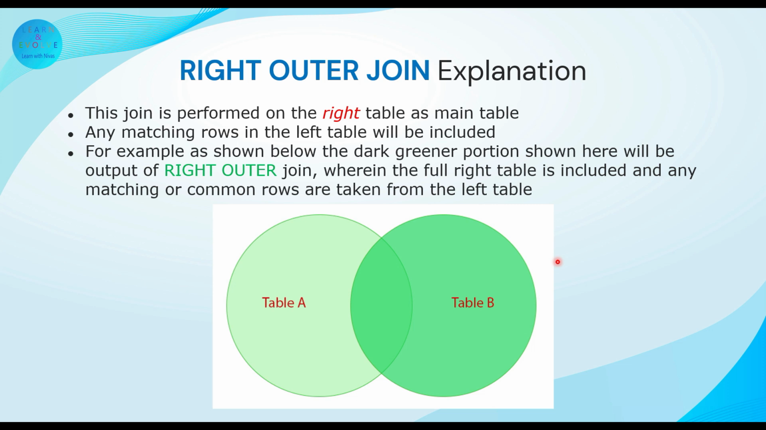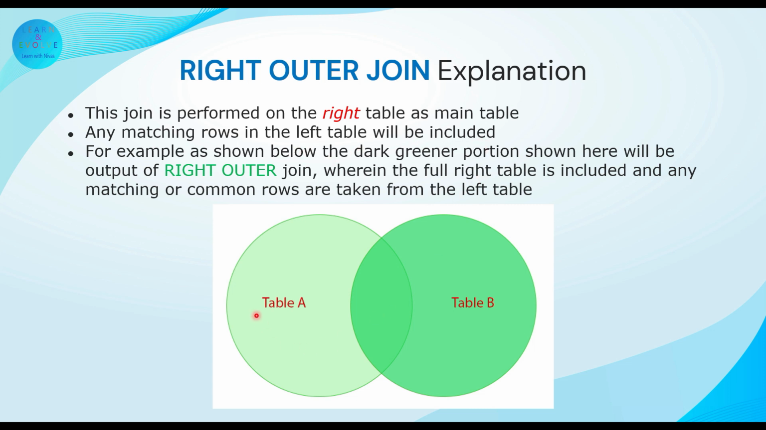So it's straight opposite to the left outer join. In left outer join we have seen that the left table was a main table and any matching rows from the right were taken. In right outer join it's straight away opposite. The right table will be taken as main table and any matching rows from the left will be included.